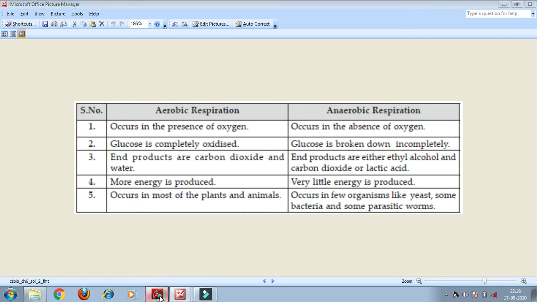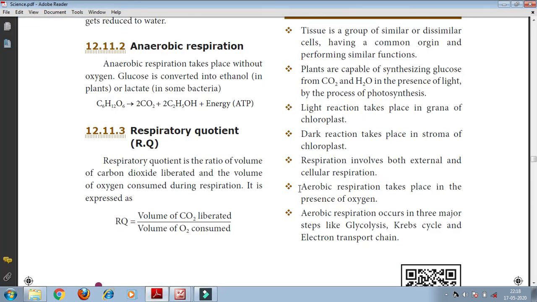So I conclude this chapter with these questions and answers. Respiration, types of respiration, and respiratory quotient are very important topics in the lesson plant physiology.